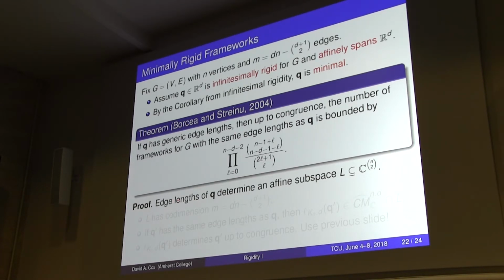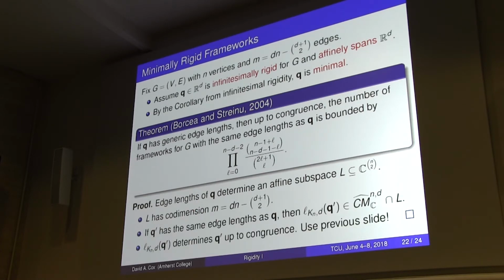And then the point is that when I look at the edge lengths, they determine an affine subspace, because the coordinates are indexed by all possible edges, and when I look at the edges for that set, that fixes some of the coordinates. So I'm getting a subspace, and then notice that because I'm fixing that many edges, I'm fixing the complementary dimension. So this is one of the L's I could use in the previous slide.